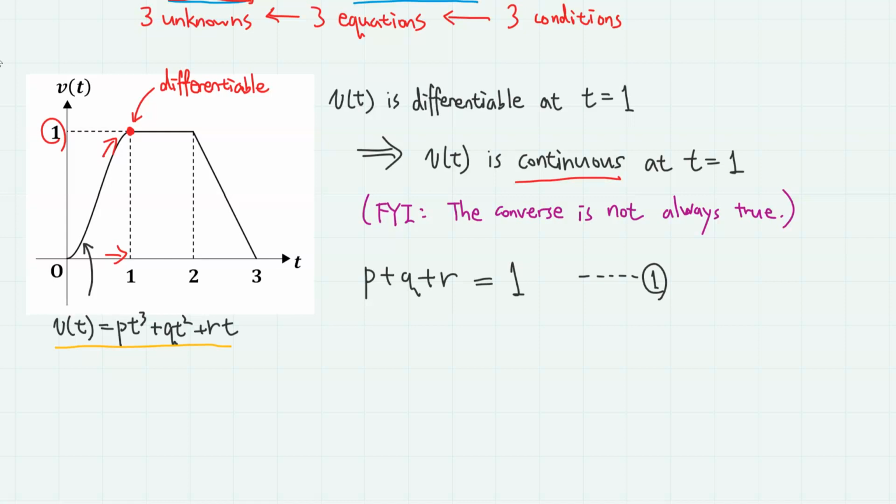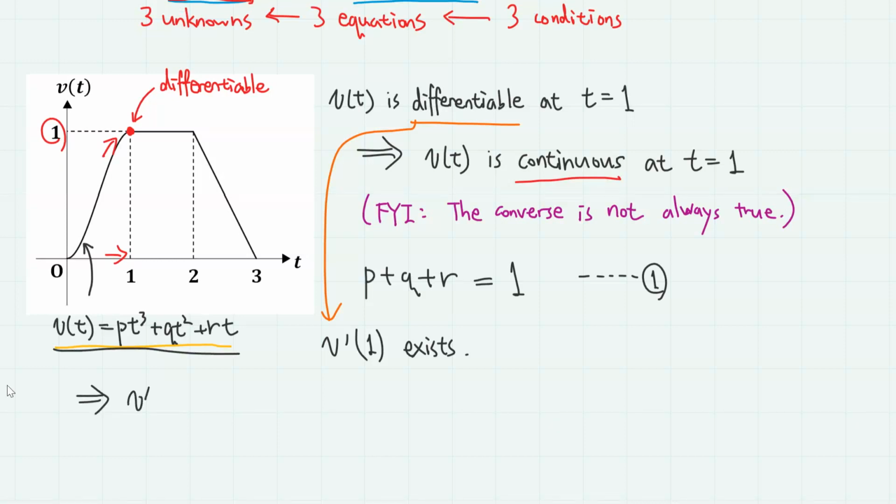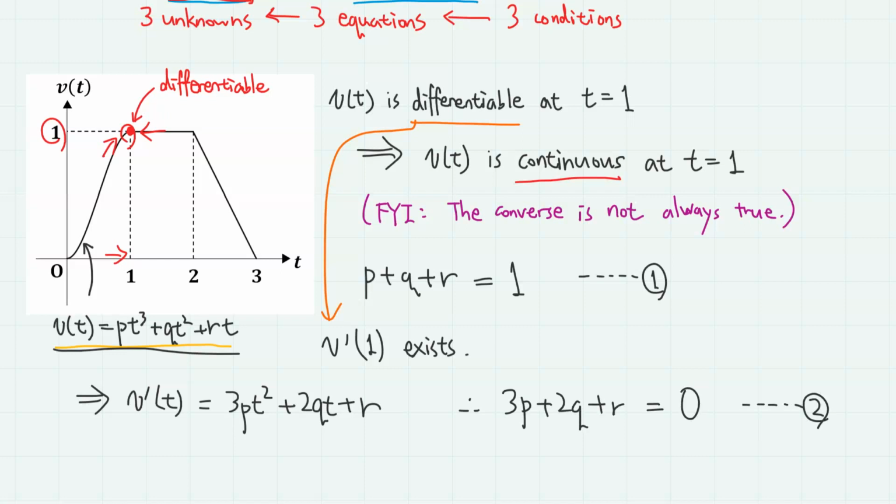Now let's move on to the fact that since the function is differentiable at t equals 1, the derivative v'(1) must exist. For the function on the left, v'(t) equals 3pt squared plus 2qt plus r. Since v(t) is differentiable at t equals 1, its slope at t equals 1 must be 0, which is the slope approaching from the right. So we have 3p plus 2q plus r equals 0. So we have our second equation.